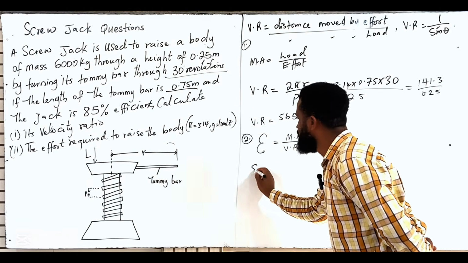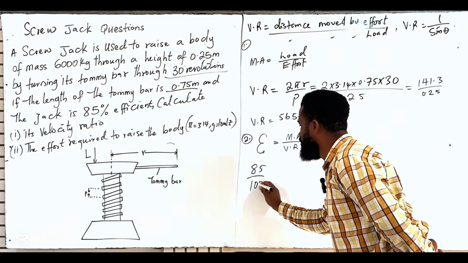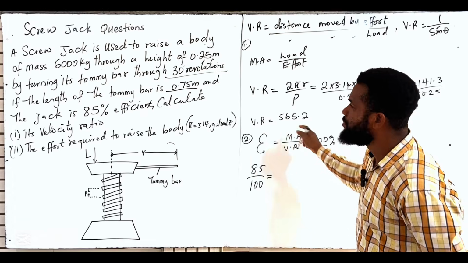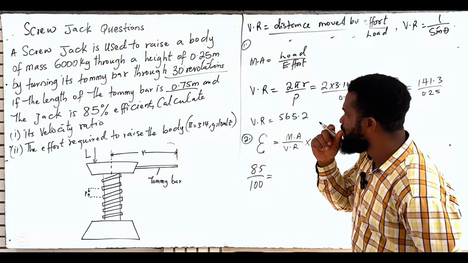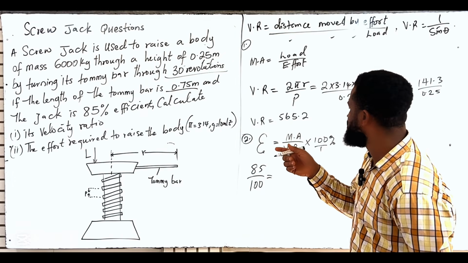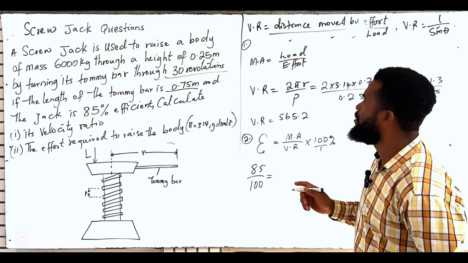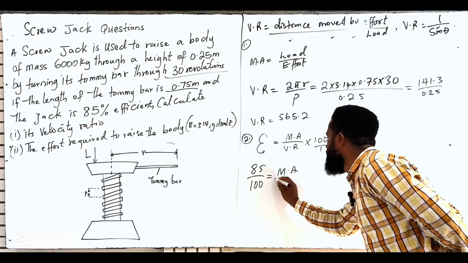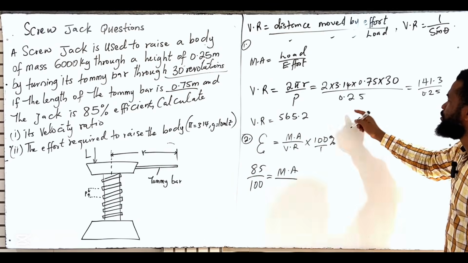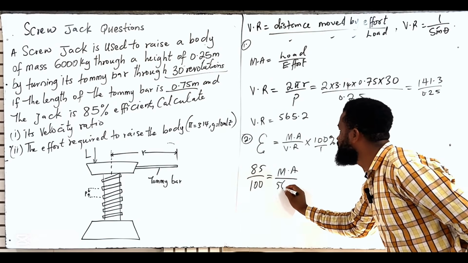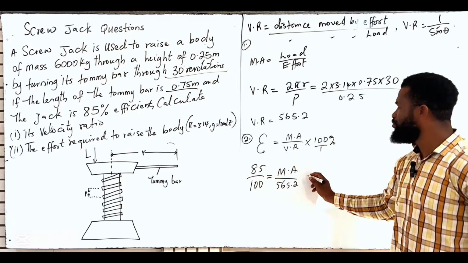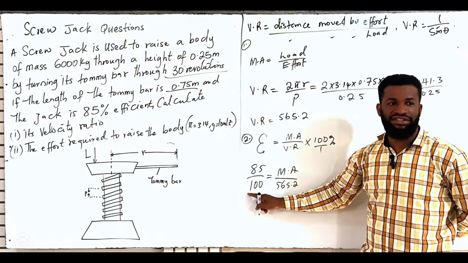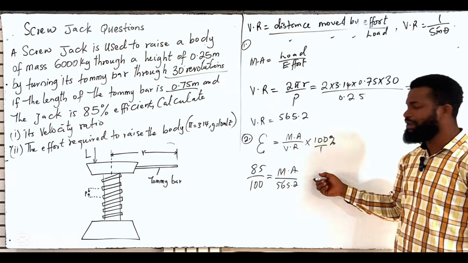So I'm going to have 85 over 100 equal to mechanical advantage. Is it given? No, right? Are we given effort? We are not given. Okay, no. I don't know mechanical advantage, but I have velocity ratio, which is 565.2. I'm now going to multiply by 100. Look up, because I'm already dividing it there. If I don't divide it there, that means I'm multiplying it here.